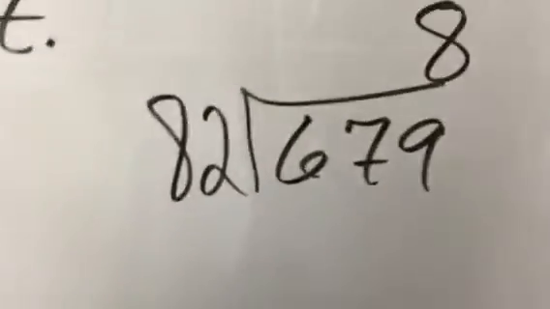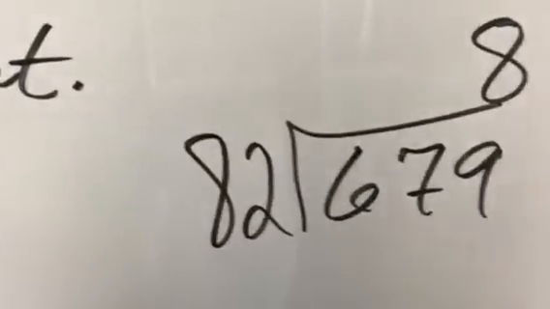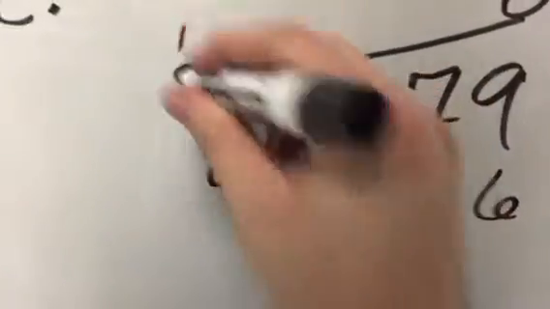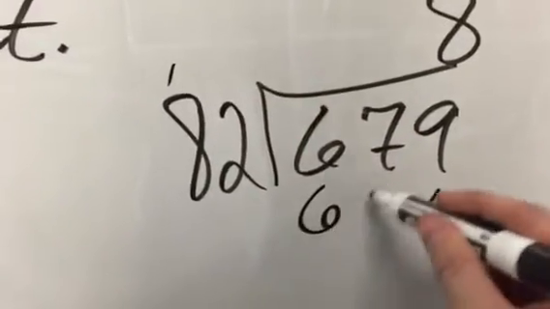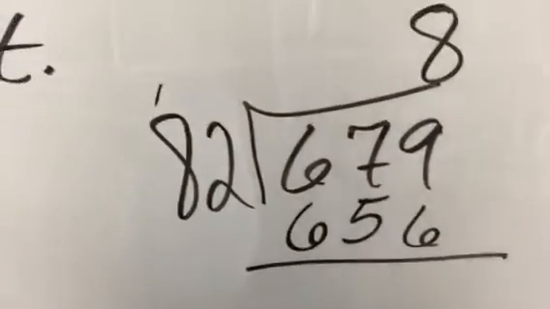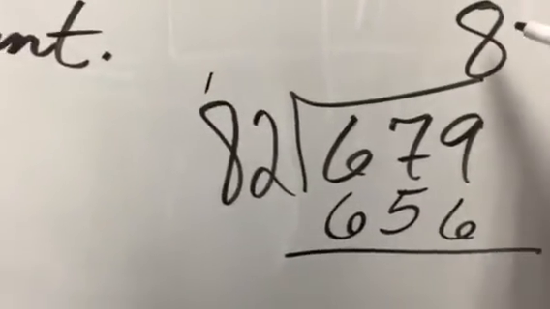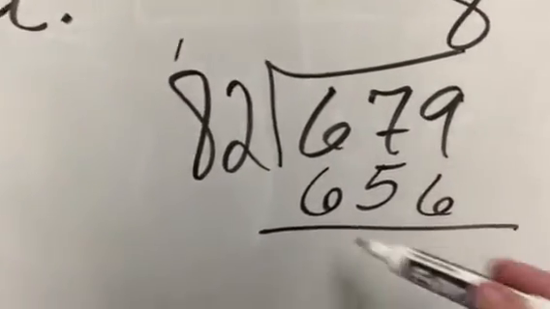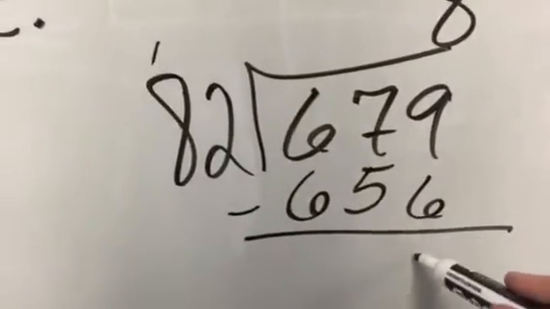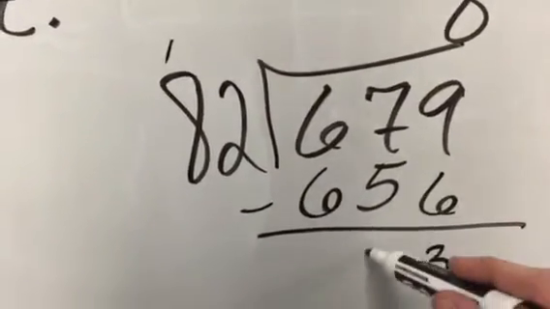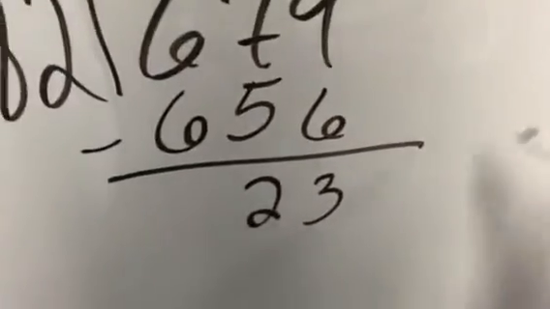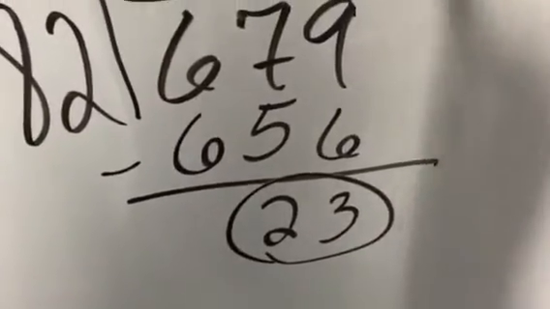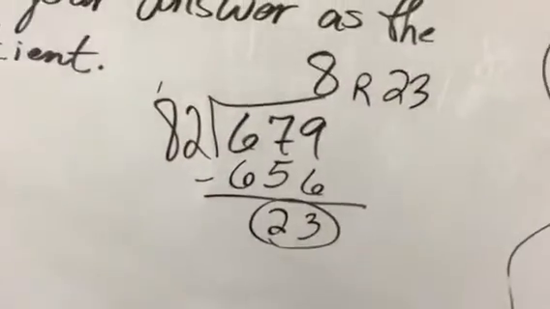And then we just do what we do. 8 times 2 is 16. 8 times 8 is 64, plus 1 is 65. And so we did the division, got 8, then we did multiplication and got this 656. So now we do subtraction. 9 minus 6 is 3. 7 minus 5 is 2. 6 minus 6 is 0. And then there's nothing else to bring down, so this 23 becomes our remainder. And we get an answer of 8 remainder 23.